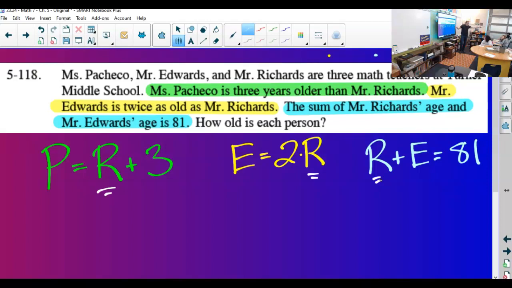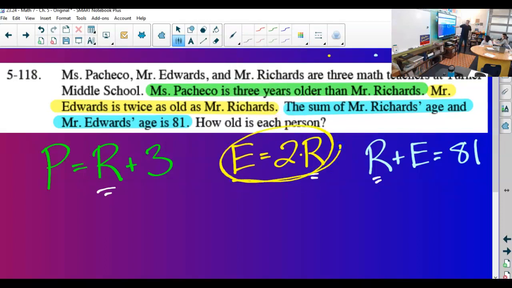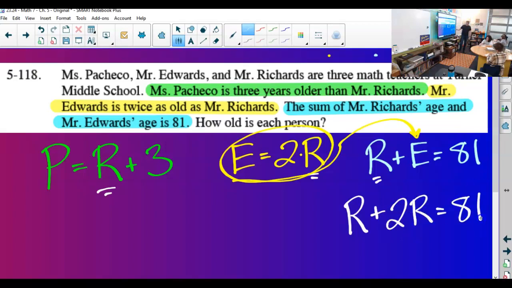Eli? Guys, E can get replaced with 2R. So over here where we have R plus E, replace that E with what you know it is. 2R. What's 1R plus 2R? 3R.